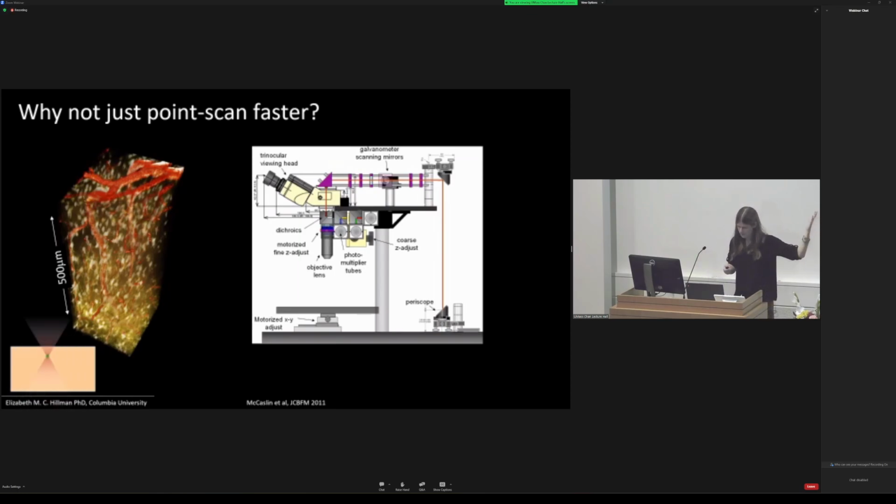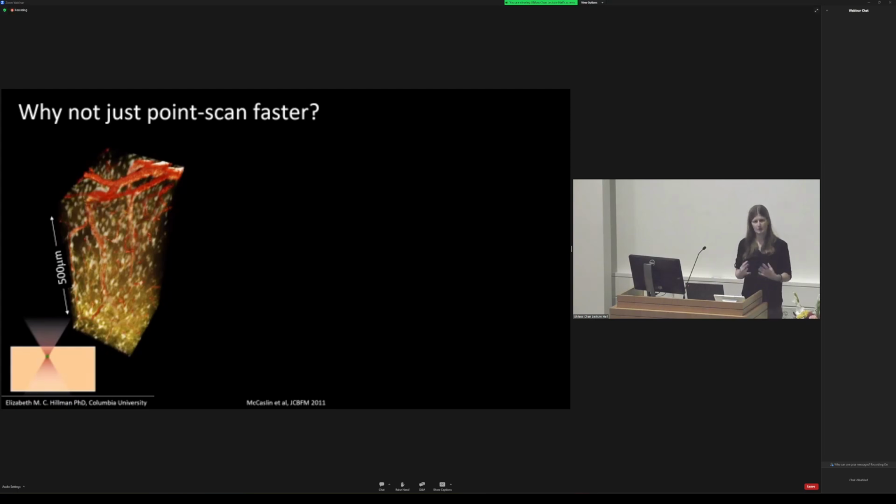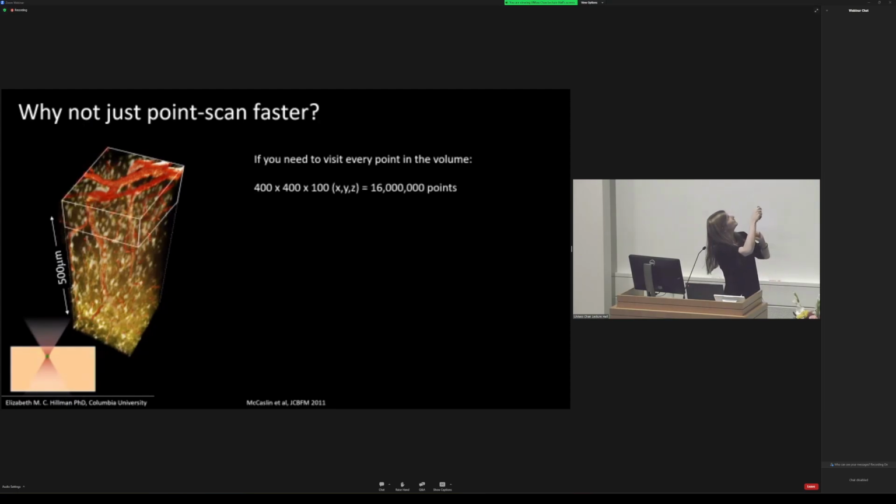So we built one of these two-photon microscopes, and we pushed it really hard. We got it to the point where we could do about 100 frames per second, which was almost at the limit of what we could detect. And then we did this calculation. We said, if we need to measure every single one of these spots one after the other, in a 400 by 400 by 100 pixel volume, that's 16 million points, right?